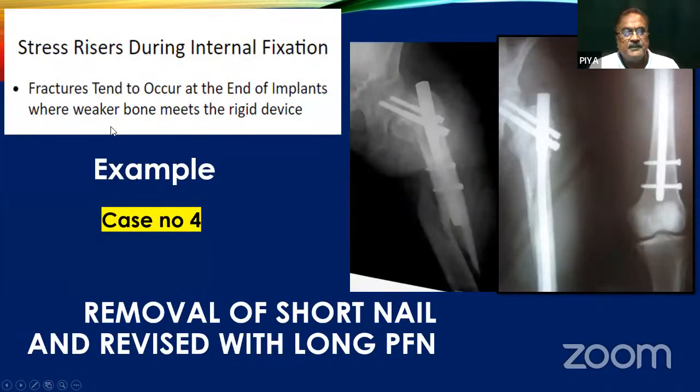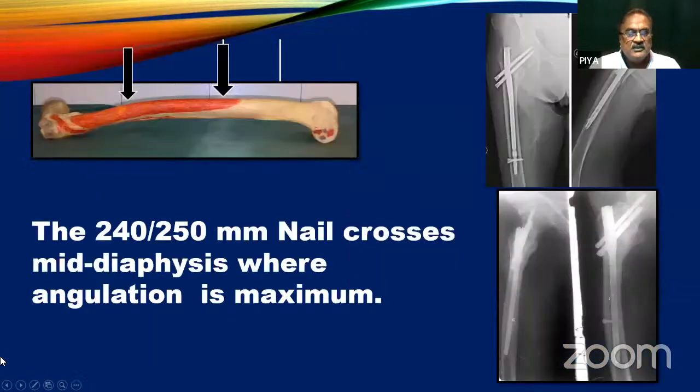And this is an example of a stress riser during internal fixation; fractures tend to occur at the end of the implant. Mostly it is a spiral fracture. The nail was removed and revised with a long PFN, and the patient had an uneventful union. So the 240 or 250 mm nail crosses the mid-diaphysis where angulation is maximum.